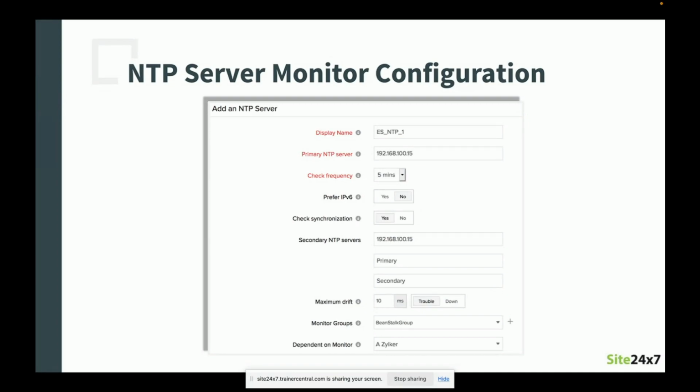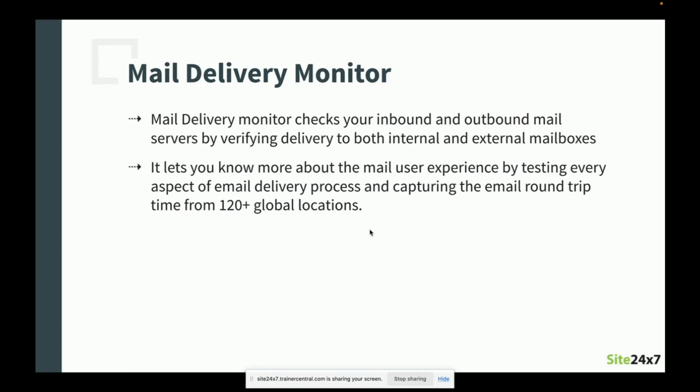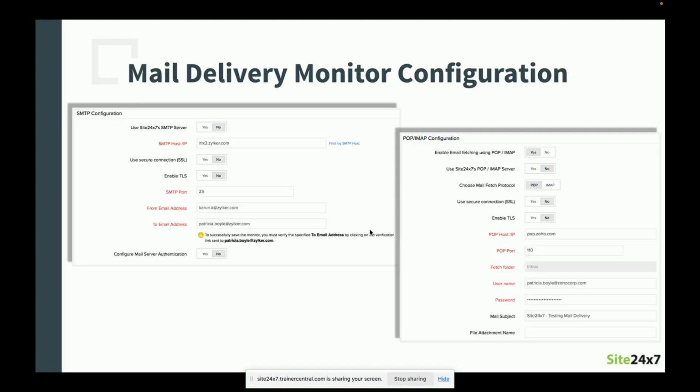We also provide support for monitoring your mail delivery. So you can check your inbound and outbound mail servers by verifying delivery to both internal and external mailboxes. So this is how you add a mail delivery monitor. You have the SMTP configuration and the POP or IMAP configuration. You can either choose the Site24x7 SMTP server, where you don't have to provide anything, just use it and give the POP or IMAP configuration.